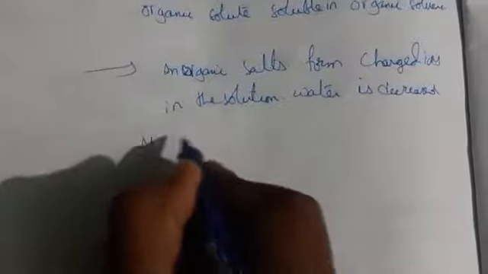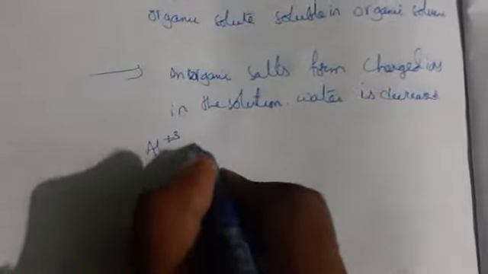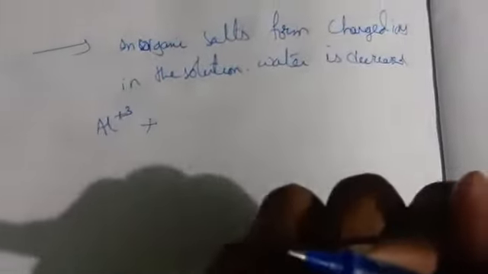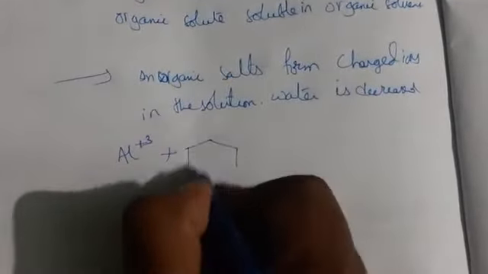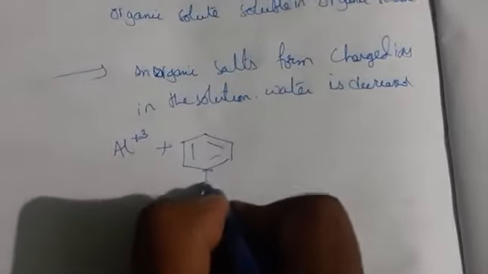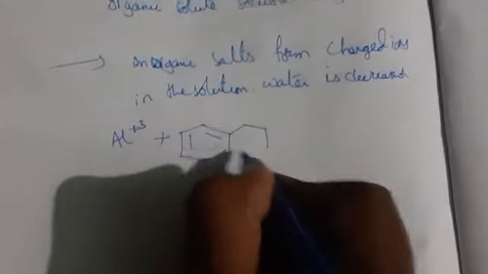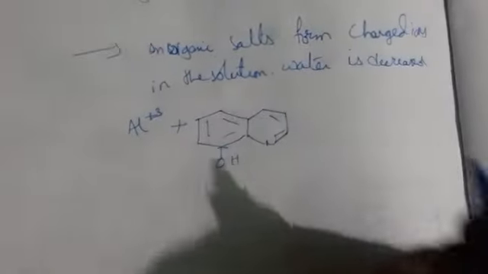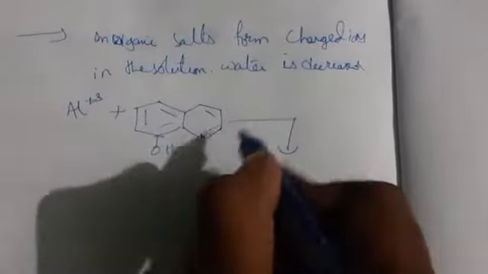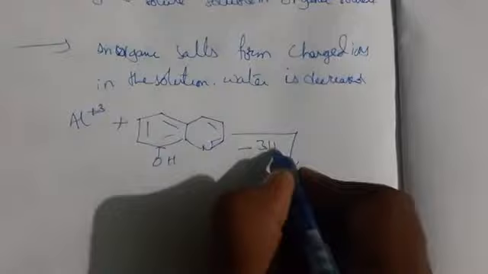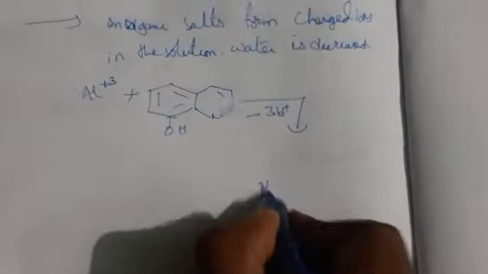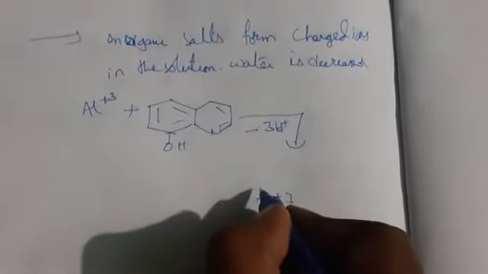For example, I have taken Al plus 3, this is a metal. It should form a complex, so it is treated with 3 moles of quinoline. This is the quinoline compound. Here there will be a loss of 3H plus, and then it forms a complex like this.